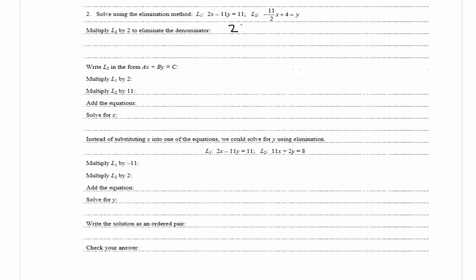So we have 2 times (negative 11 halves x plus 4) is equal to 2 times y, or 2y. And now 2 times negative 11 halves is a negative 11x plus 8 is equal to 2y. And now they want us to write L2 in the form ax plus by is equal to c. So I'm going to add 11x to both sides.